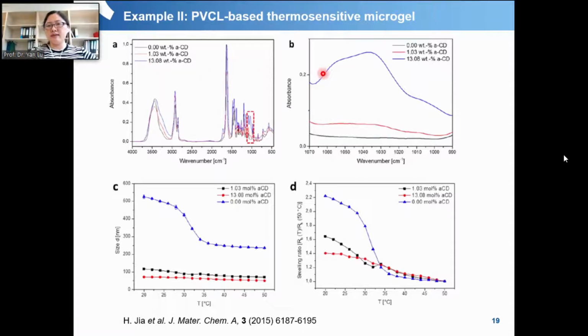And of course, this can be well studied by FTIR spectroscopy. They also studied the change of the particle size as a function of temperature by dynamic light scattering. In that case, you can see, this is more clear to see. After the incorporation of alpha CD into the microgel, they still preserve this LCST behavior. So at lower temperature they are swollen, then at high temperature you have the collapse of the system.